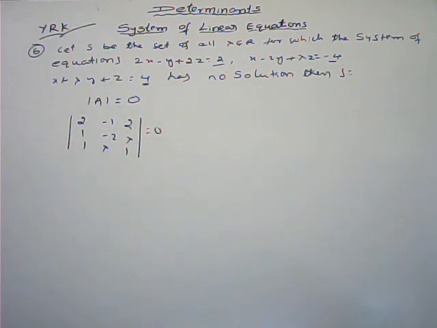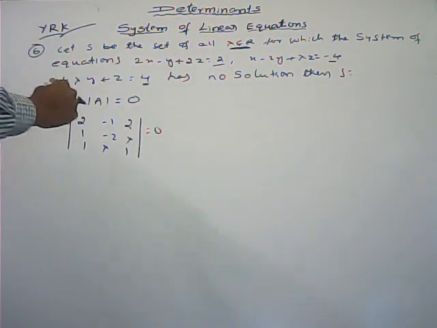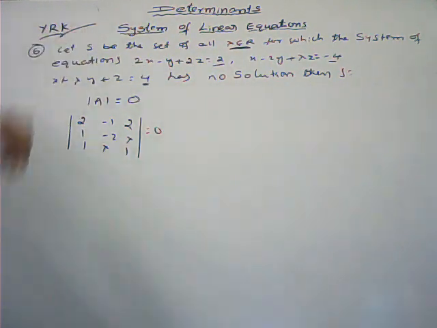Here are the options they have given. S means lambda values. The solutions of lambda are what S contains, since S is the set of all lambda belonging to R. So whatever lambda we get, S contains all those elements only. The first option: contains more than 2 elements. Second option: an empty set. Third option: a singleton set. Fourth option: exactly 2 elements.